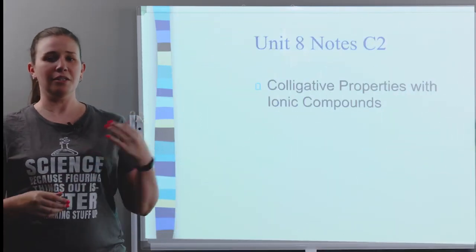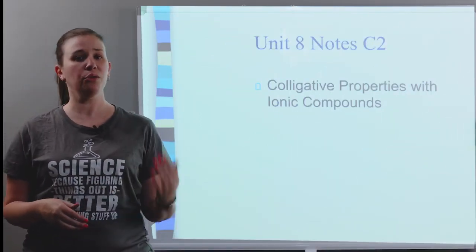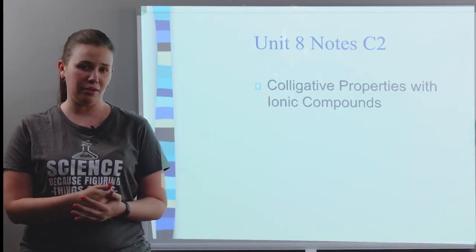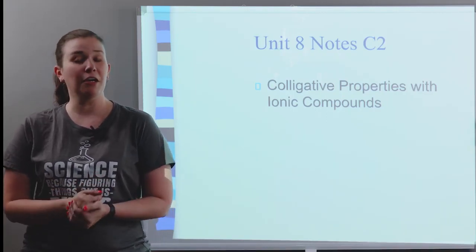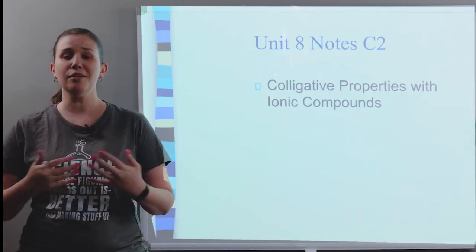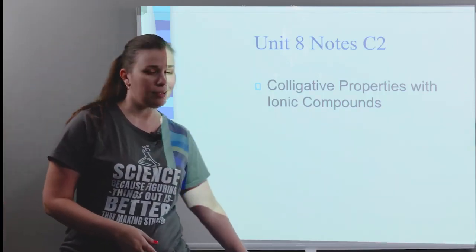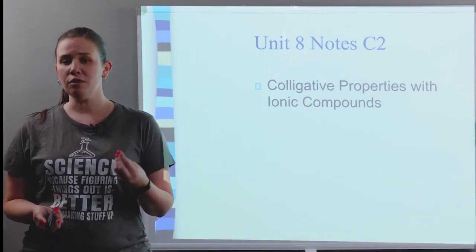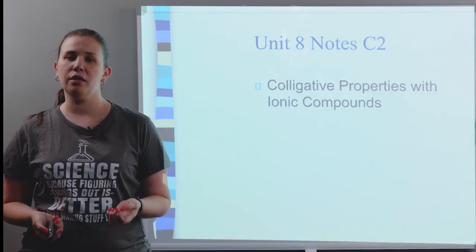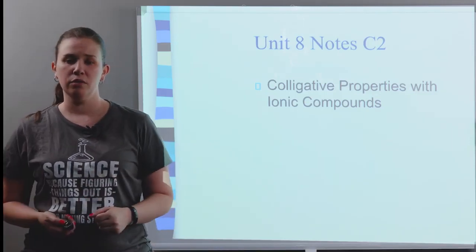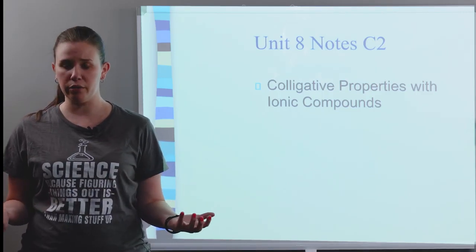Hey guys, we're going to continue with colligative properties, but in Part 2 of Note C, we're going to look at colligative properties as they relate to ionic compounds. There's one thing that'll be very different than the same properties with molecular compounds, and that is the number of particles. If you remember, colligative properties are all about the number of particles. Molecular compounds do not dissociate in water, and so everything we looked at in Part 1 had one particle. So what happens if you have more particles?